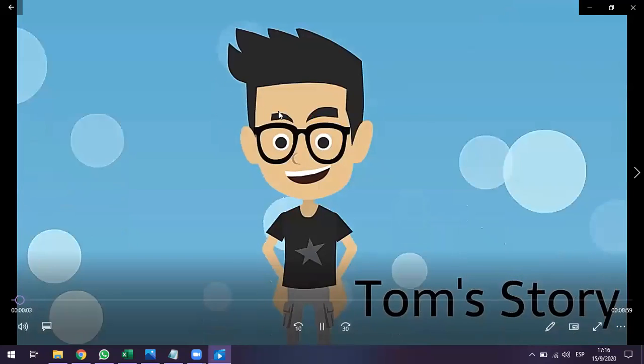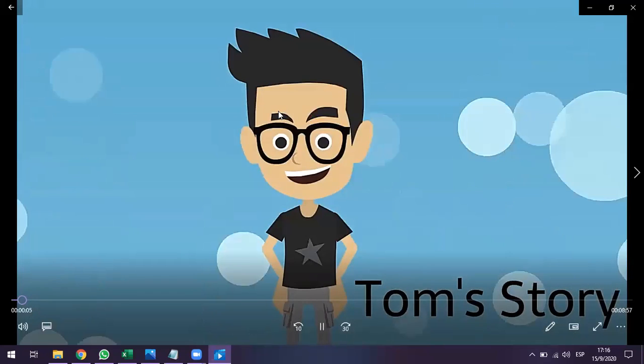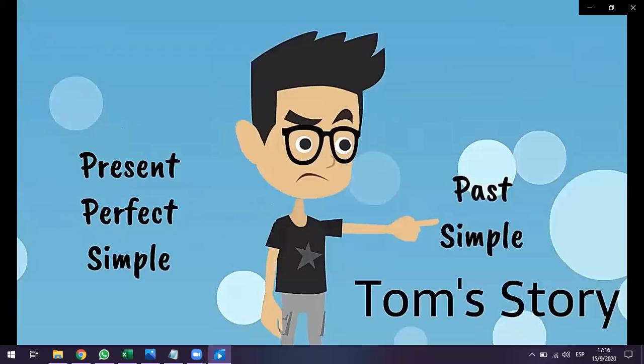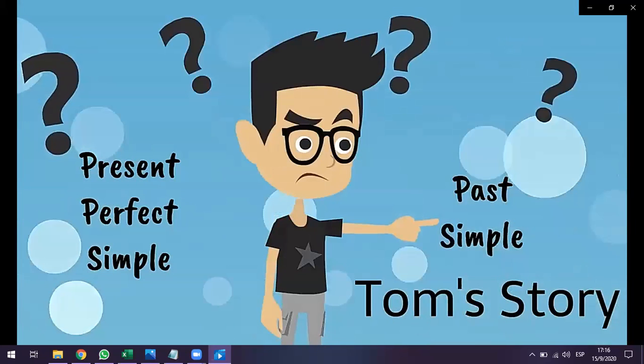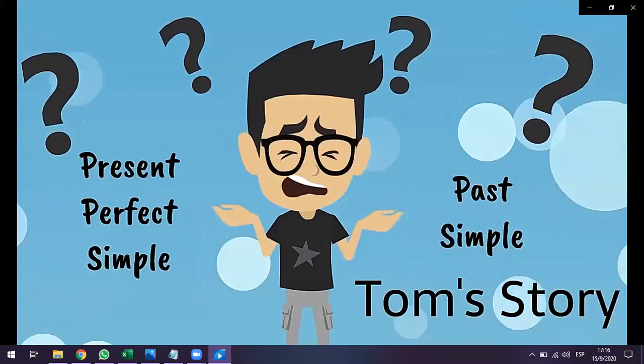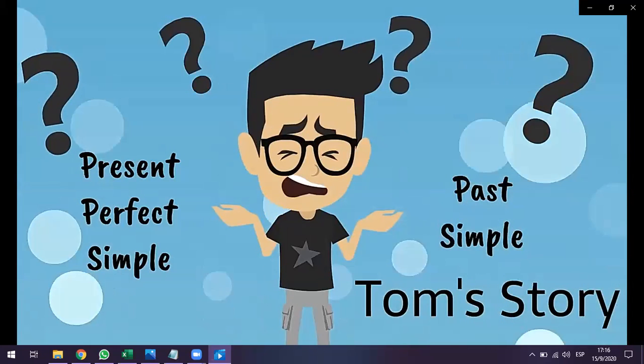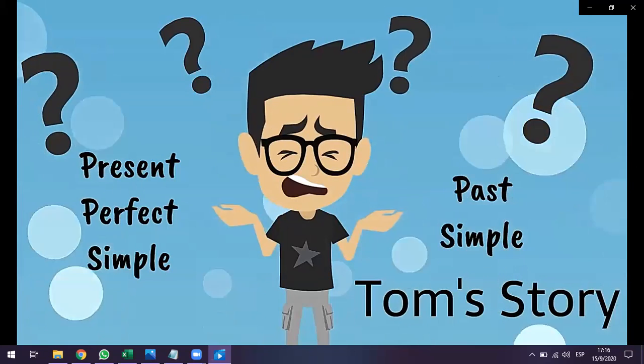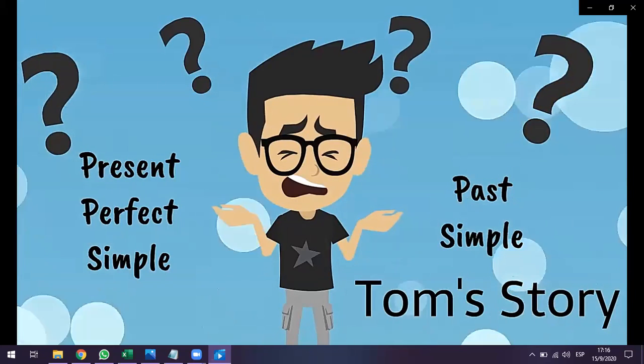A common problem students have is understanding the present perfect simple and the past simple. Which one should we use? When should we use it? The good news is, although they can be confusing at first, they're actually quite simple once you understand their differences.